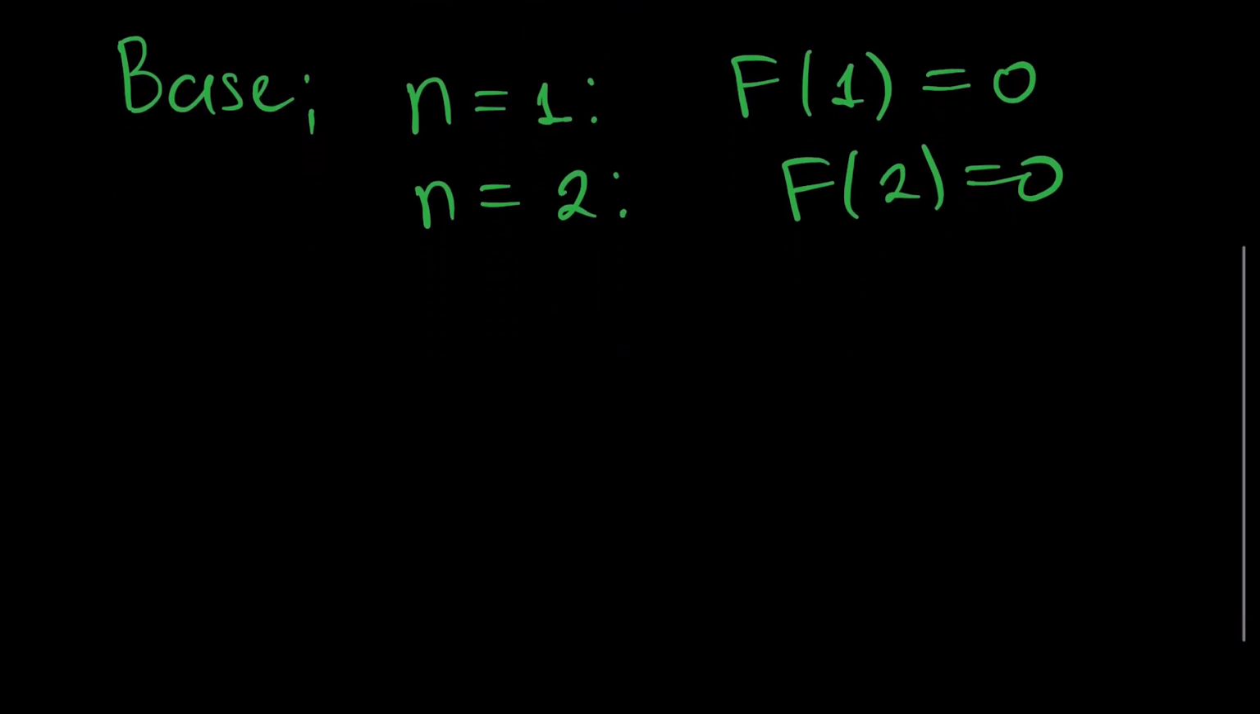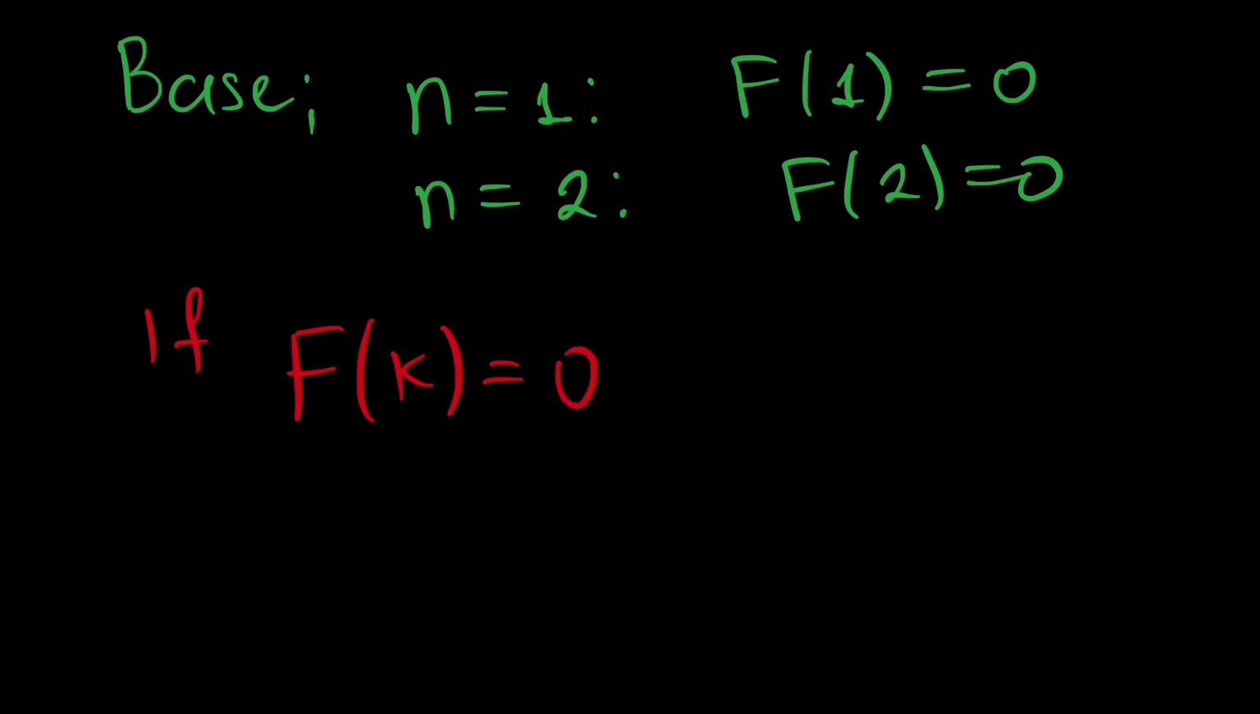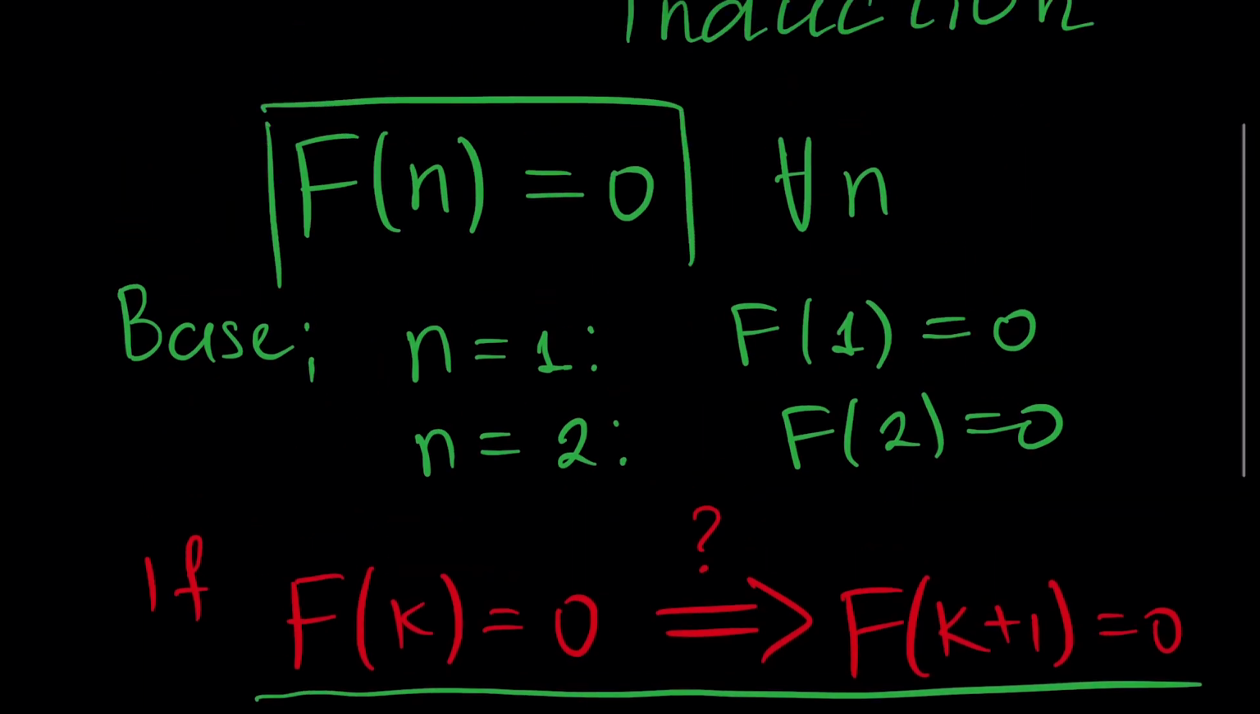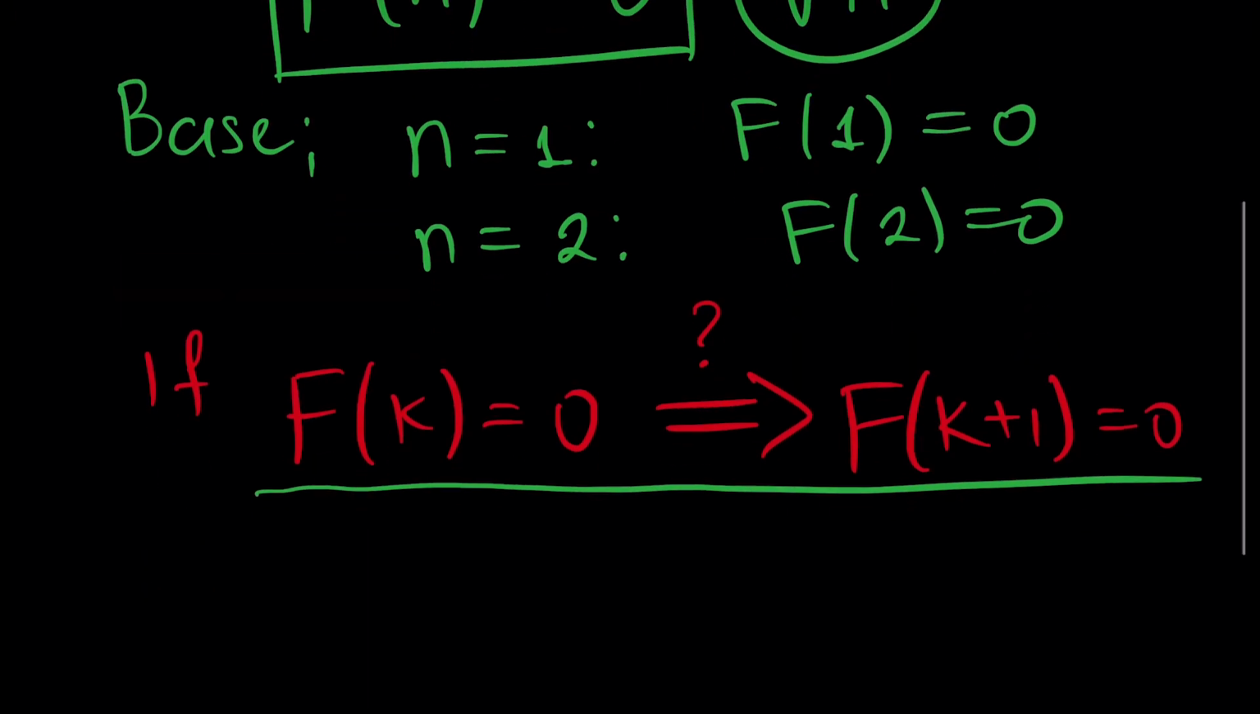Next, we have to check that if f of k is equal to 0 is correct, then is it true? We have to check this. Is it true that this is correct also for f of k plus 1? So if we prove this, in this case, of course, our initial result will be correct for any n. Why is it so?